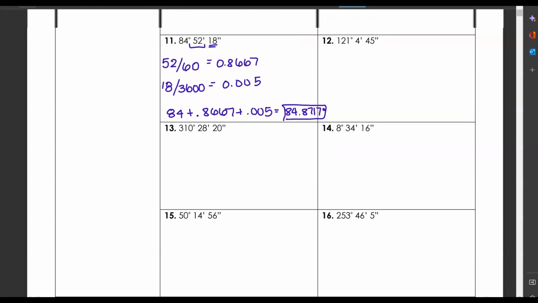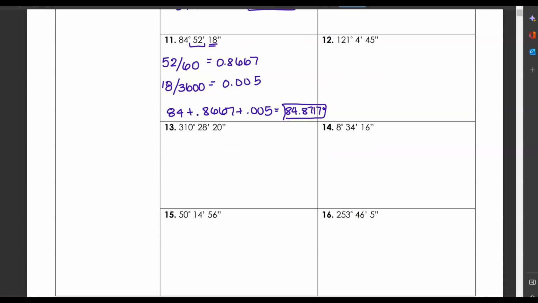Let's do one more together here. Let's go ahead and do 13. So 13, remember, I'm going to take those minutes. I'm going to do 28. Divide that by 60 here. And it's going to give me 0.4667. And I'm going to take 20. Again, now I'm dividing that by 3,600. And that's going to give me 0.0056.